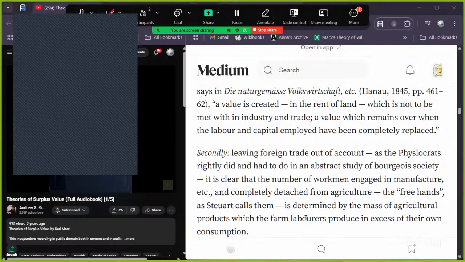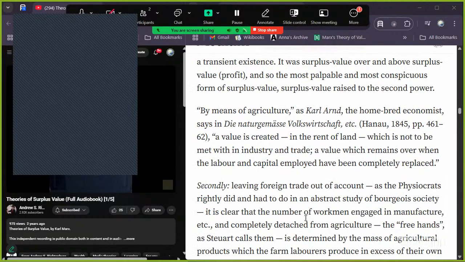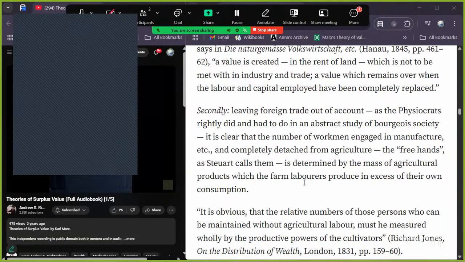By means of agriculture, as Karl Arndt, the homebred economist, says, a value is created in the rent of land, which is not to be met with in industry and trade, a value which remains over when the labor and capital employed have been completely replaced.